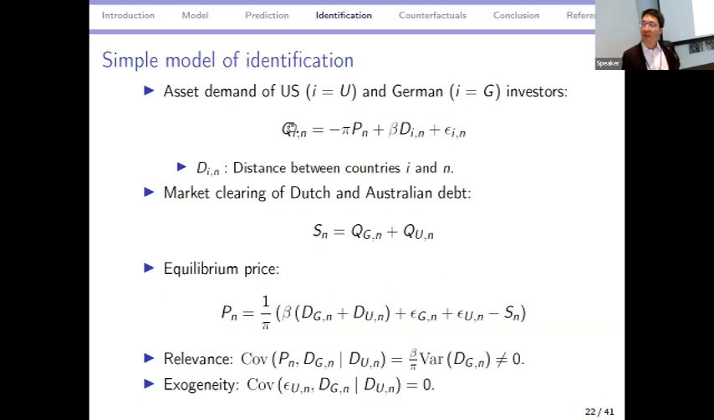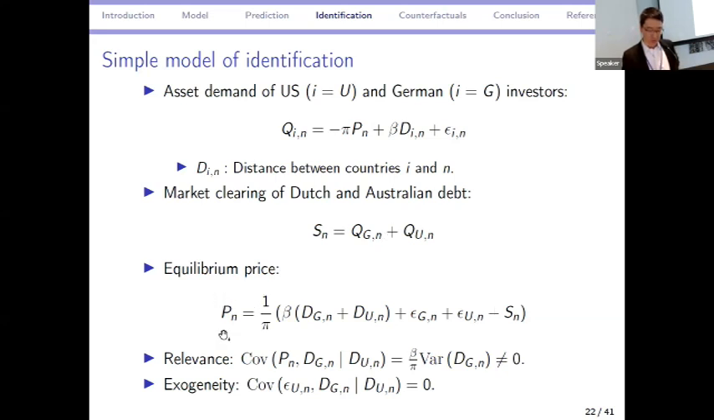So you have US investors and German investors. Their demand depends on the price, the bilateral distance between US and Australia and US and Netherlands, and epsilon is a latent demand. Okay? And we have market clearing for both Dutch and Australian debt. They're held by German and US investors. So I substitute the demand function into market clearing, and I get the equilibrium price here.